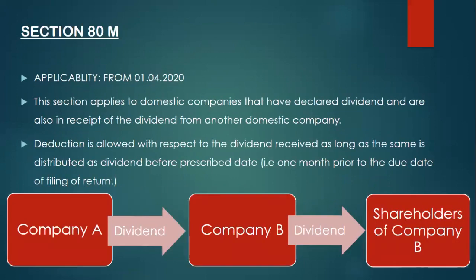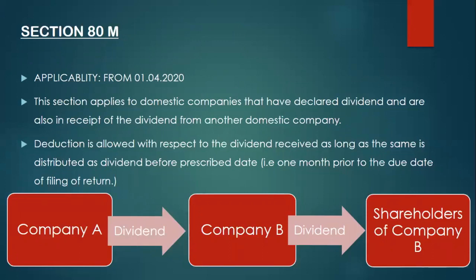Section 80M. In order to reduce cascading effects on intercorporate dividend, this section is introduced by Finance Act 2020. This section allows deduction in case of intercorporate dividend and shall be applicable from 1st of April 2020. First, let's understand what is intercorporate dividend. Suppose company A pays dividend to its shareholder company B, and in same financial year, company B declares dividend for its shareholder. In this scenario, company B can avail deduction under section 80M.